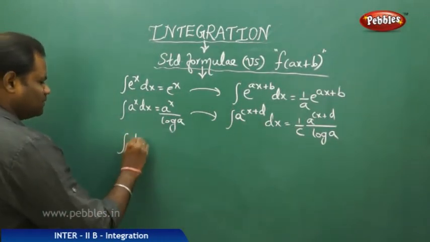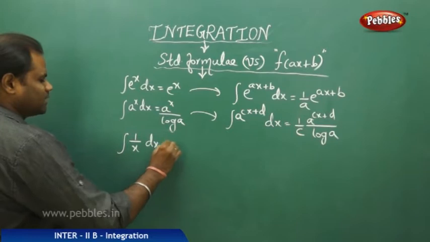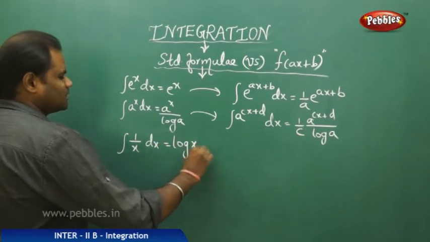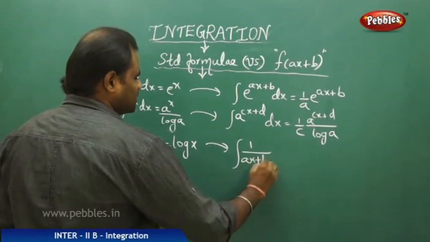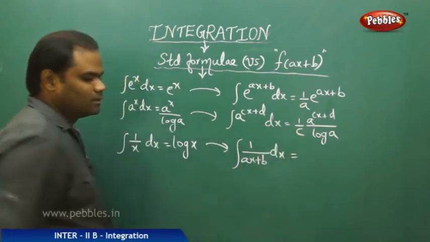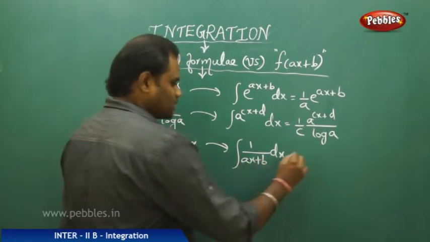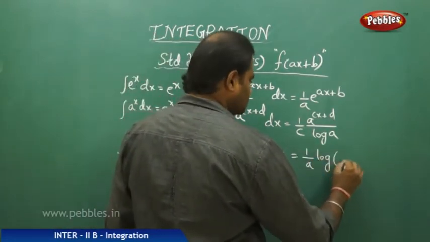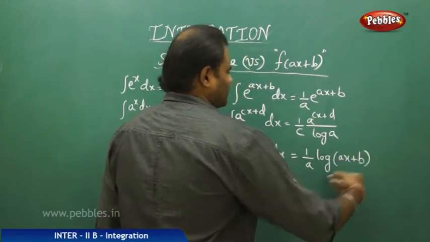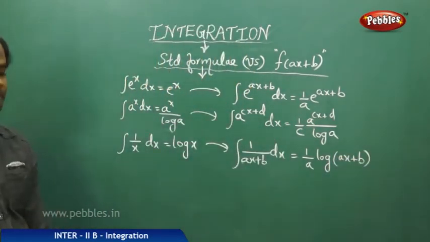I have integral of 1 by x dx is log x, then integral of 1 by ax plus b dx would be 1 by coefficient of x, which is a. So 1 by a log of ax plus b is what we get.